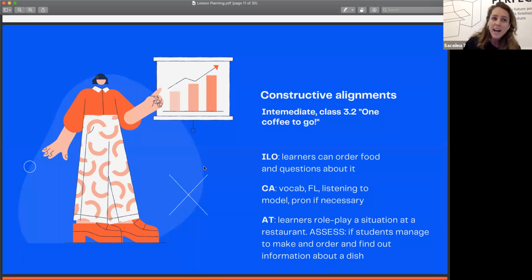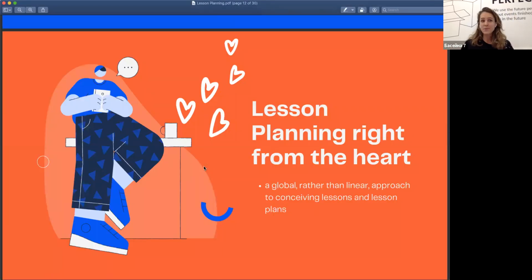And what can help you at this point is lesson planning right from the heart. That was in the quiz in the morning today, and you had 3 options to choose from. It was really interesting to see what options you have decided to choose. Anyway, when we're talking about lesson planning from the heart, we'll find out right now what that means. I would say that it is a global rather than linear approach to conceiving and designing your lessons.